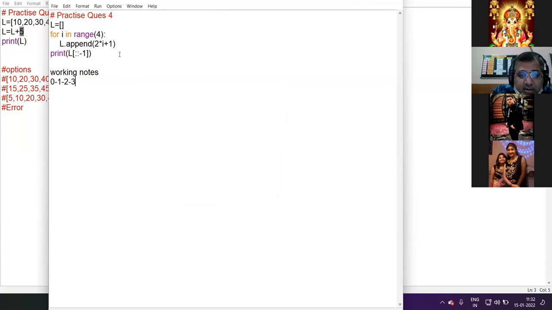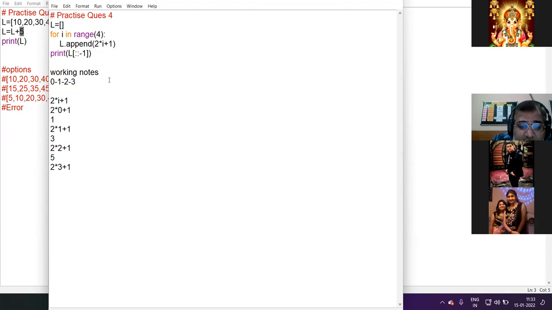0 to 3, my for loop will run. Expression is 2 into i plus 1. First time, what is i? 0 plus 1, so this becomes 1. Then i is 1: 2 into 1 plus 1, 2 into 1 is 2, 2 plus 1 is 3. Then i is 2: 2 into 2 plus 1, it is 4 plus 1, 5. Then 2 into 3 plus 1, it is 2 into 3, 6, 6 plus 1, 7.